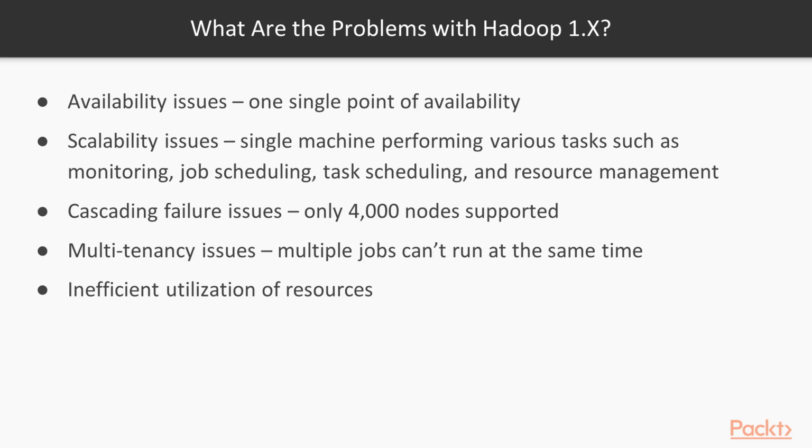Now, a cascade failure issue: it has been observed that beyond 4000 nodes, Hadoop version 1 is not responsive at all. Multi-tenancy issue, multiple jobs: you cannot run multiple jobs in Hadoop version 1 because there is only one machine to handle the whole resource. And that's where you notice insufficient utilization of resources, because not all the data nodes are working at the same point in time. Some of the data nodes are working, which receive the data, some of them are not working, which means we are not actually optimizing the whole Hadoop system.